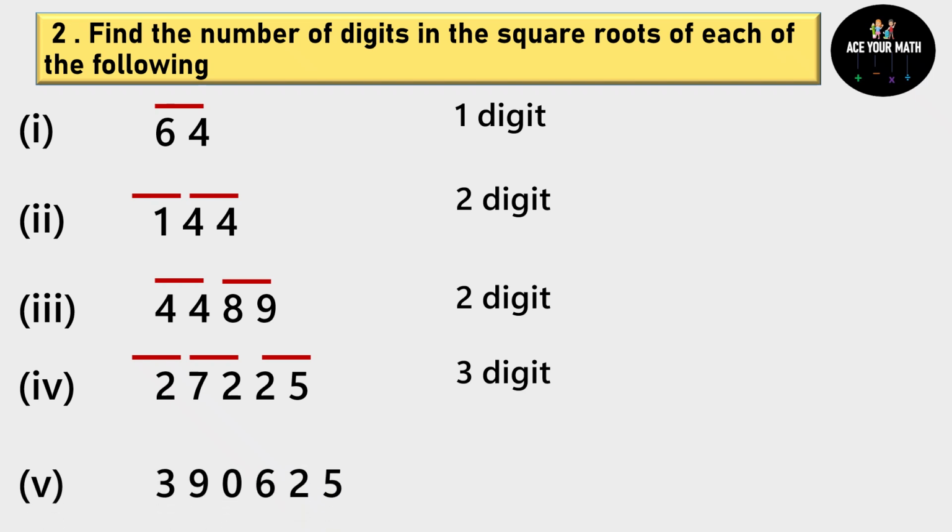Now the last sum, again start forming pairs from the right hand side. So 25 forms one pair, 06 forms another pair, and 39 forms another pair. Since 3 pairs have been formed, your answer is going to be in 3 digits.